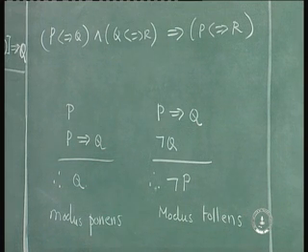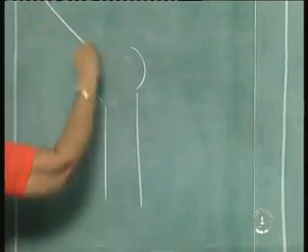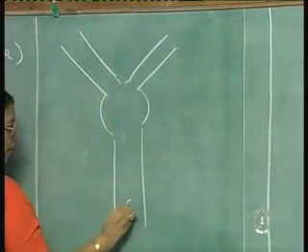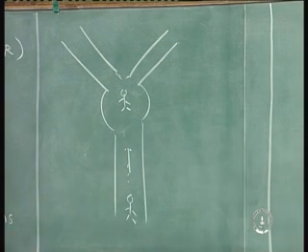Now, before that, I will leave you with a problem and maybe the solution I shall give in the next lecture, but let us see what the problem is. A certain country is inhabited only by people who either always tell the truth or always tell lies. That is, either a person will be a truth teller or a liar, and who will respond to questions only with a yes or a no answer. A tourist comes to a fork in the road. So, this is the situation. You have a fork. The tourist is approaching this place.